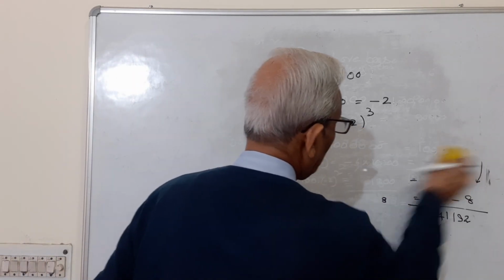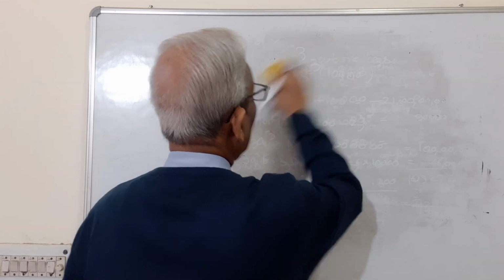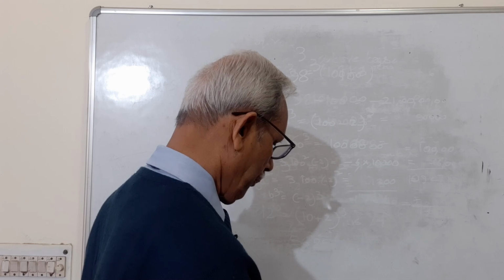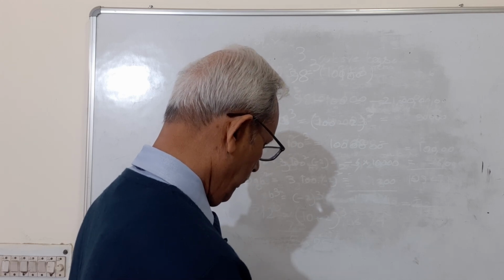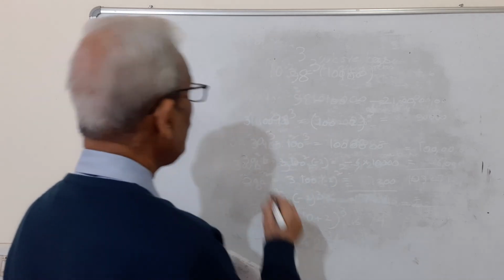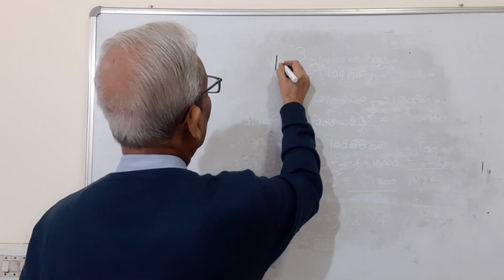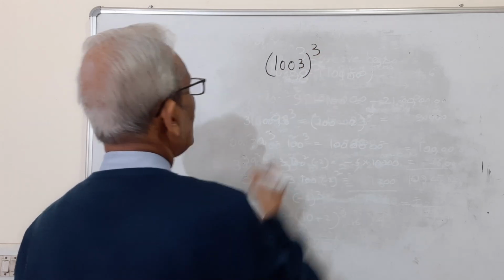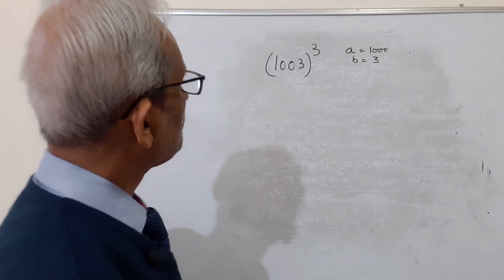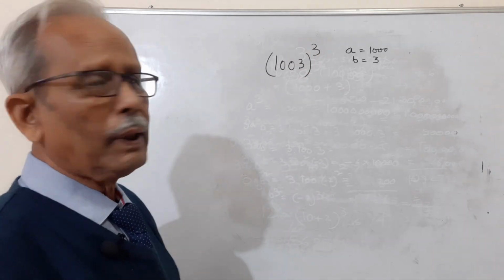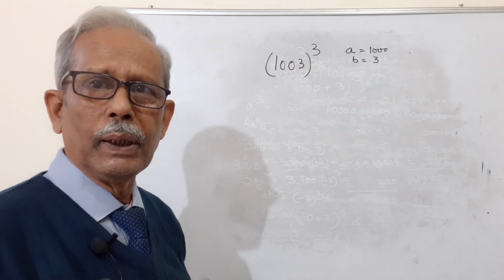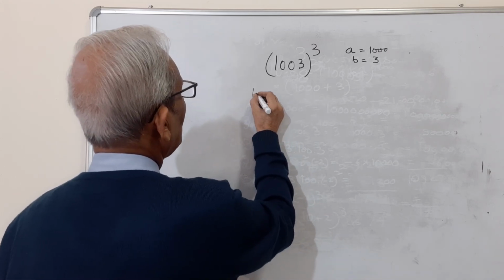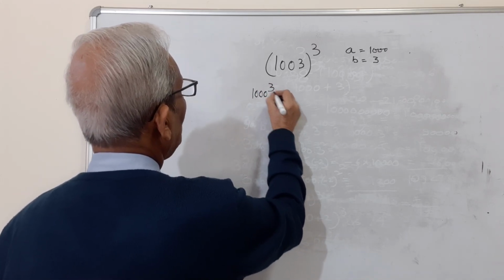Let us do another problem. Let us do 1003 cube. That's a little bigger problem. Here a is equal to 1000 and b is equal to 3, right? So the first is a cube. a cube is 1000 cube.